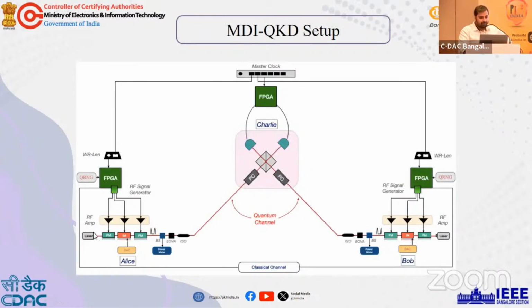There are two parties, Alice and Bob. They are far away from each other. They use this CW laser and the electro-optical modulators controlled by these FPGA boards. And the QRNG is integrated with this source. So I'll go faster.